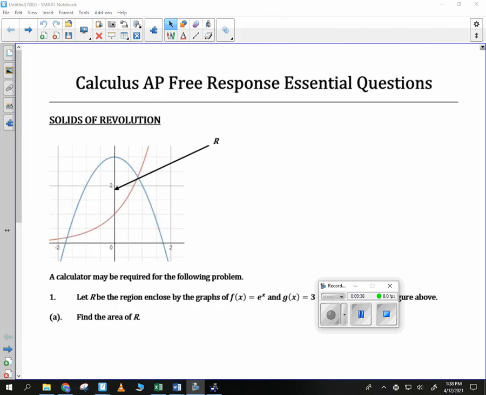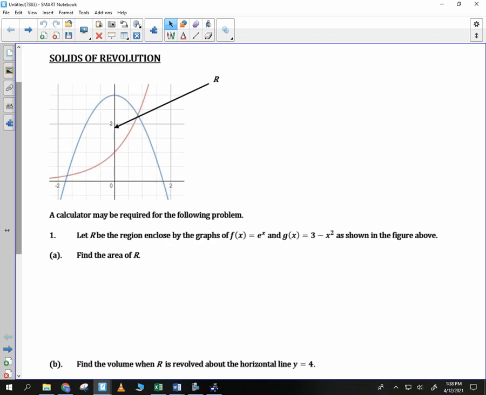Our favorite section. One of the most popular questions to ask on the AP free response section is solids of revolution. Remember where you found the area between these two things? Yeah. A calculator may be required on the following problem.